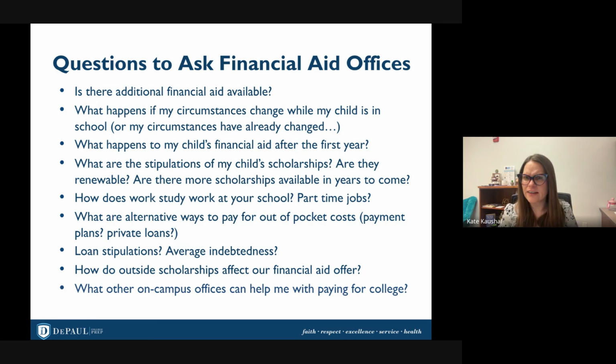And then are there other on-campus offices that can help my child with paying for college? So you can think about things like, is there a scholarship office on campus? Does the business department give additional scholarships? So ask those questions. The more well-known your student is in the financial aid office and the scholarship office, the more likely we as caring adults are willing to throw extra money their way or throw them other scholarship opportunities to apply for. So building those relationships and networking with the financial aid office can be very helpful as well.